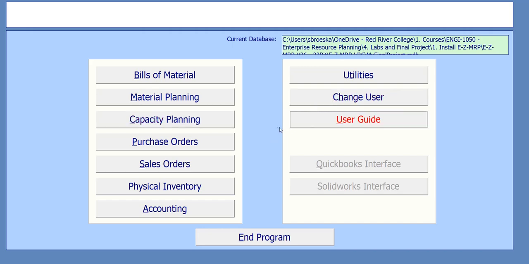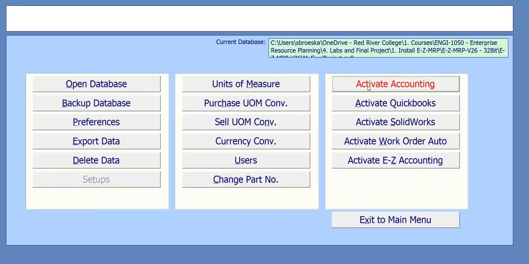Today we're going to go over adding in units of measurement into the E-Z-MRP. So first you click this utility button, and then we'll go into this units of measure. I'm also going to talk about the purchase unit of measure conversion. So first we'll go into units of measure.